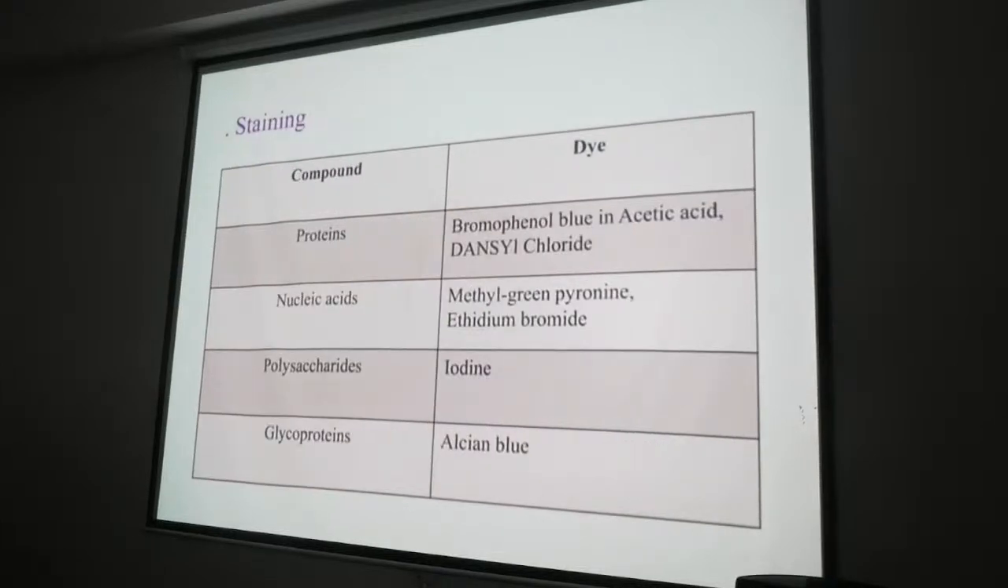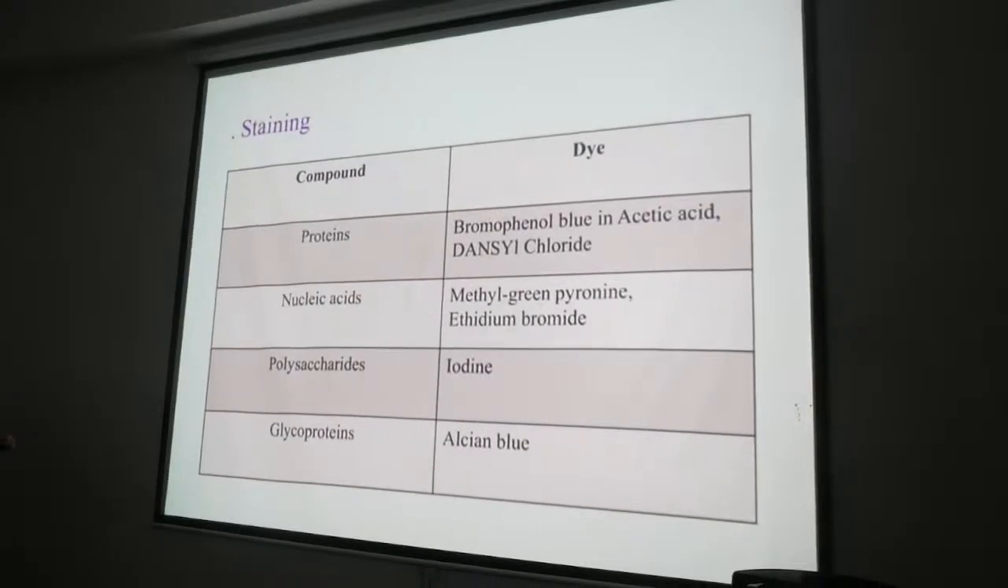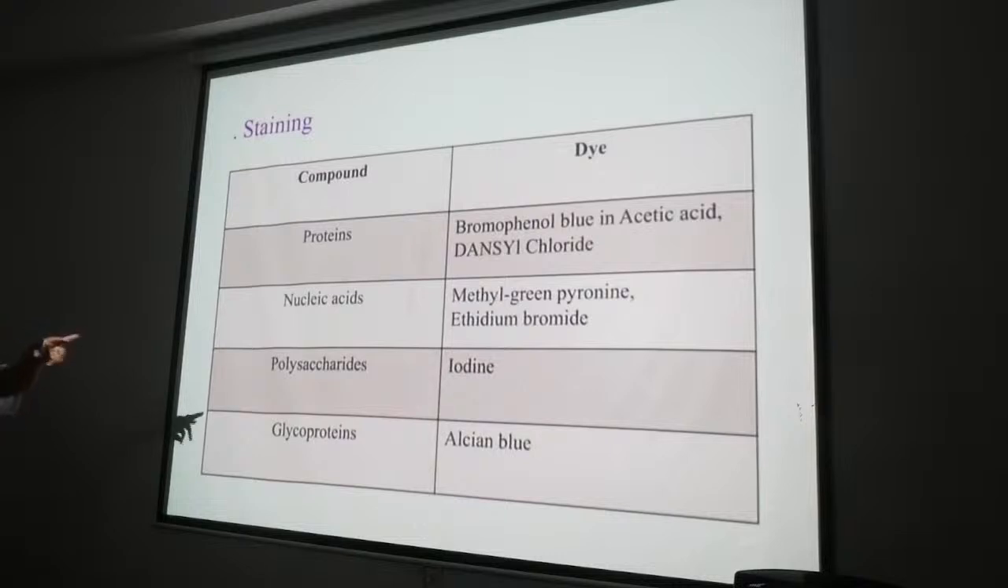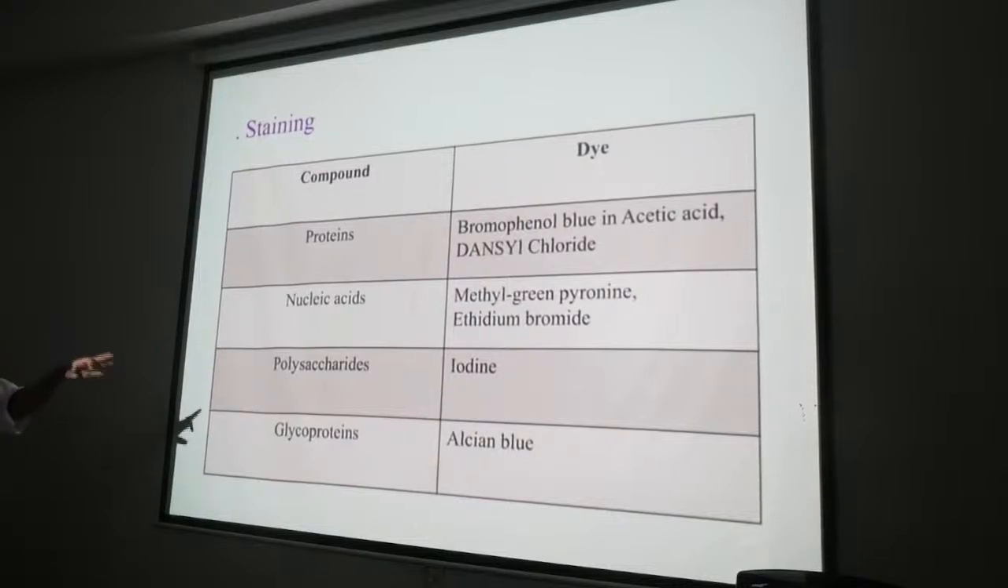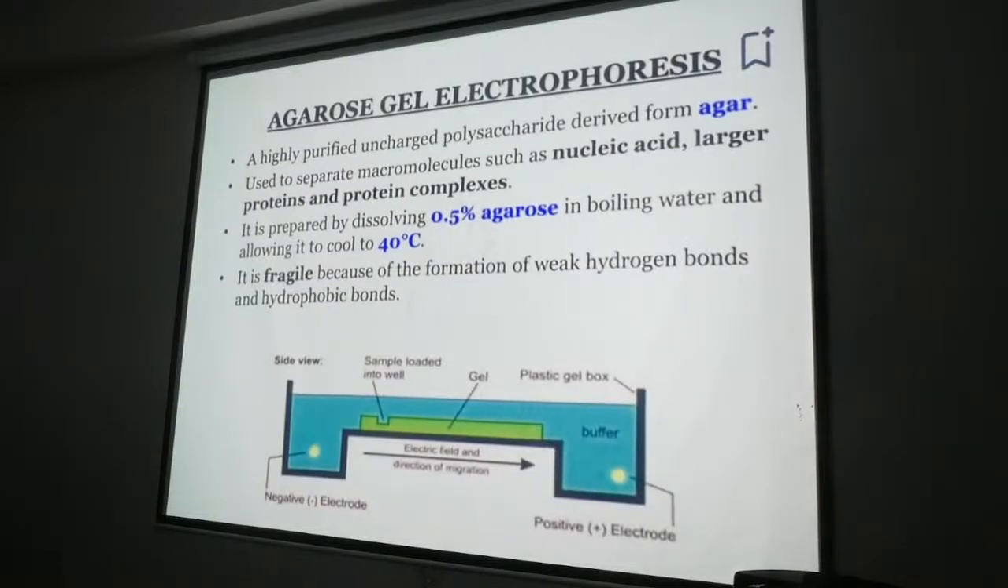Staining for proteins: bromophenol blue in acetic acid. For nucleic acid, it is ethidium bromide. For polysaccharides, the staining will be iodine staining, and for glycoproteins, it is Alcian blue. Now, agarose gel electrophoresis, the basic principle is the same.